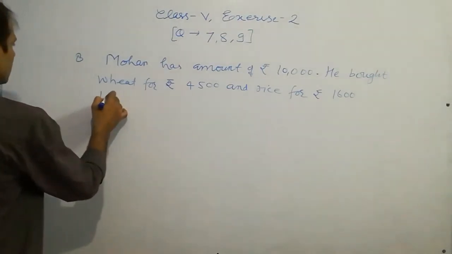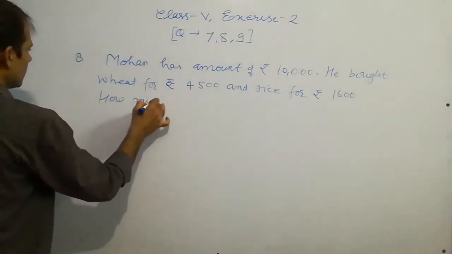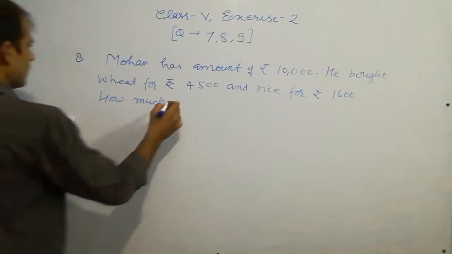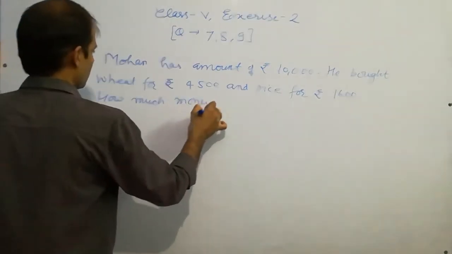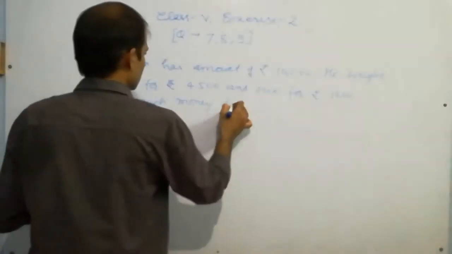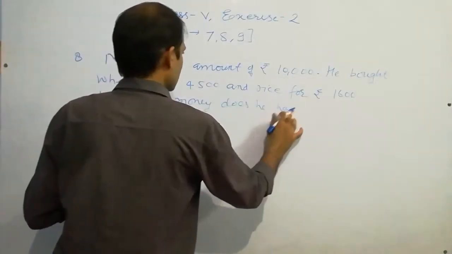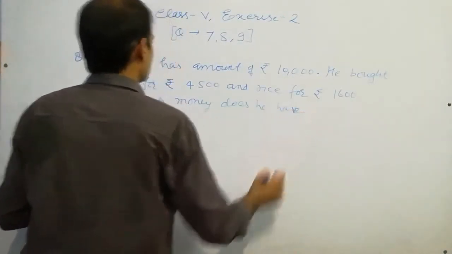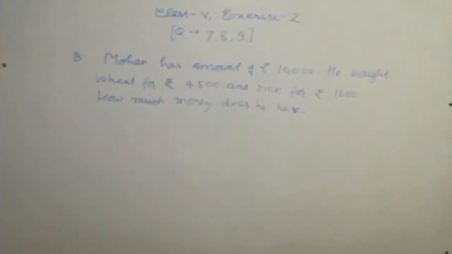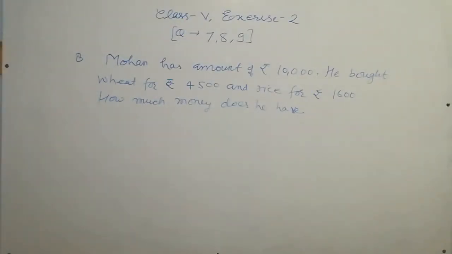Question is, how much money does he have? Okay. So check the question. Mohan has an amount of 10,000. He bought wheat for rupees 4500 and rice for 1600. How much money does he have?